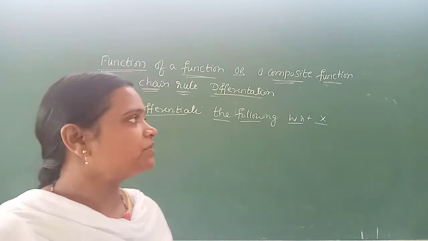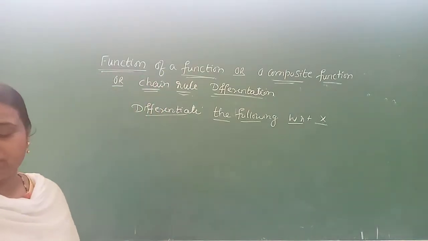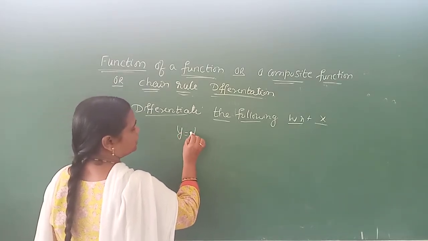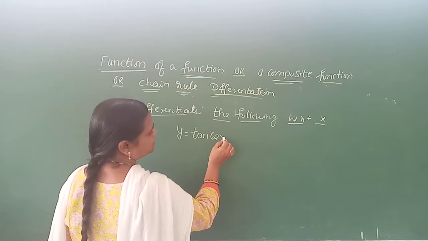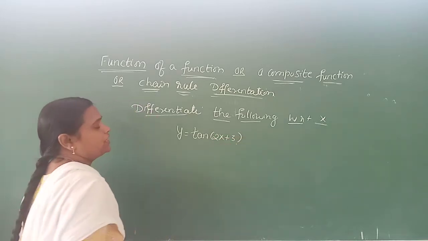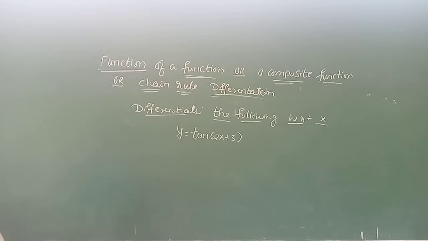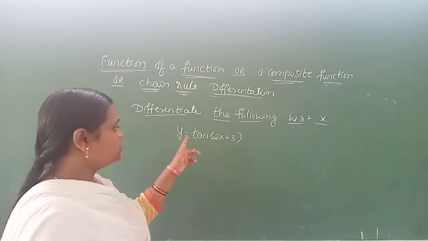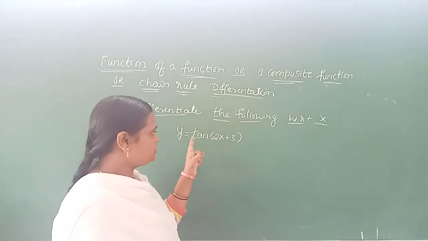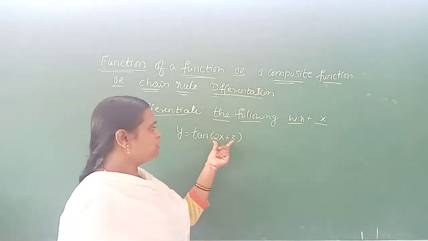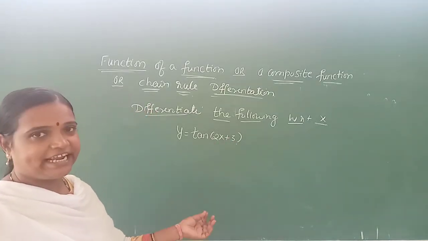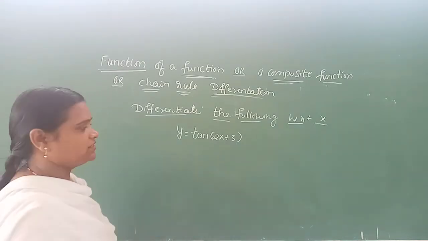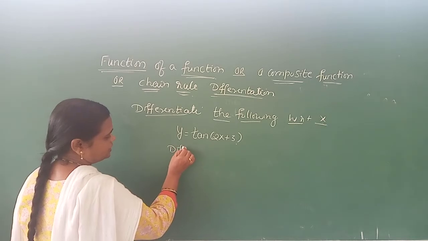1 mark question. Differentiate the following with respect to x. First example, y equal to tan of 2x plus 3. This is the given function and it is function of function. First differentiation is tan, later differentiation is 2x plus 3. We can write at a time. Already I gave so many examples in the last class. Please go through that. Okay, we can do this example.